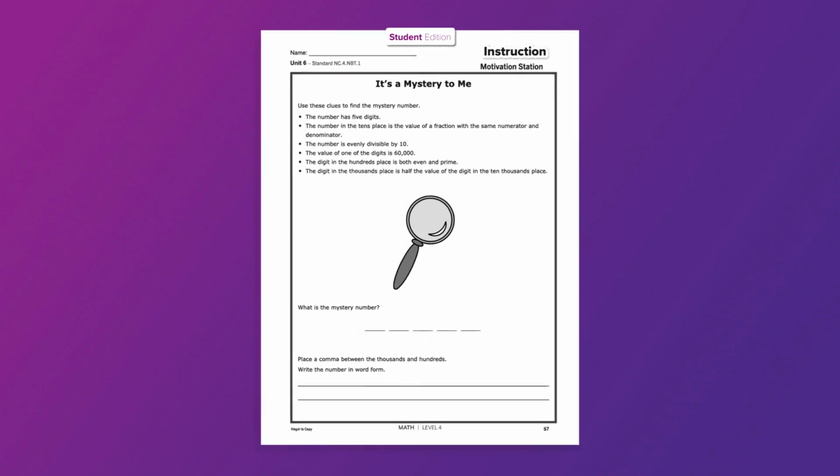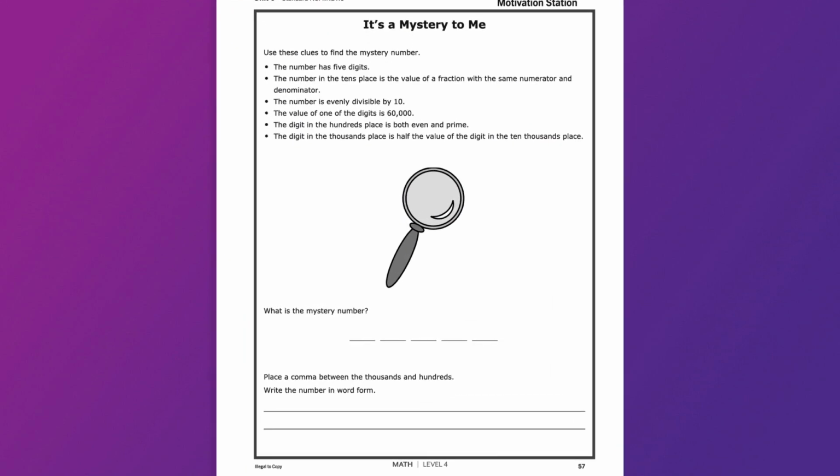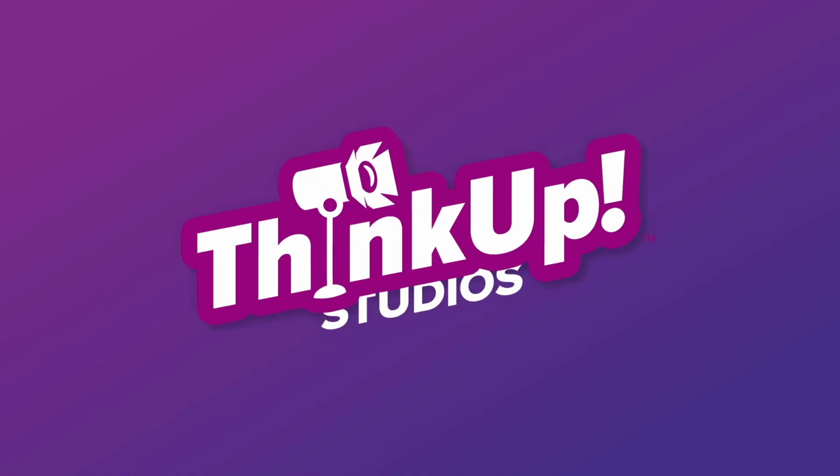Motivation Station is an engaging and fun way for students to apply what they have learned. Many teachers will use it for centers, an anchor activity, closure activity, or sponge activity. Usually in a game or puzzle format, this is a fun way for students to apply what they've learned. In this Motivation Station activity, students are using their critical thinking skills to find the mystery number.